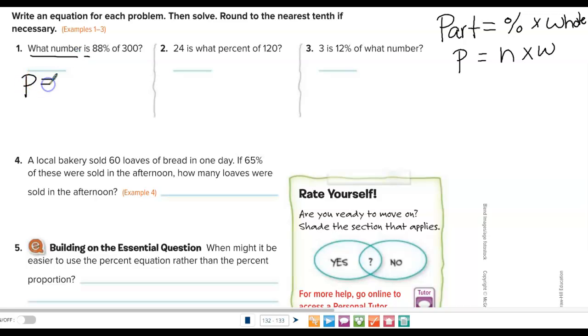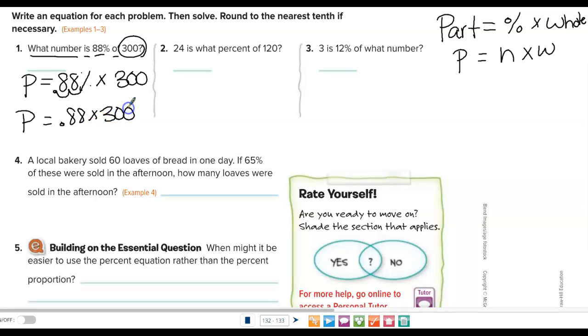Is means equals. We have our percent of 88%, and of means to multiply. 300 is then our whole. First, we need to change our percent to a decimal, so we move it 1, 2 places to the left, and we get P equals 88 hundredths times 300. We can type that into our calculator, and we get an answer of 264.